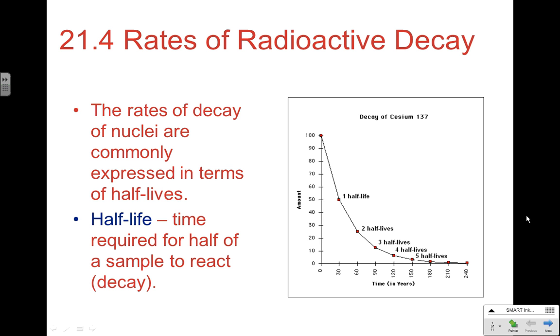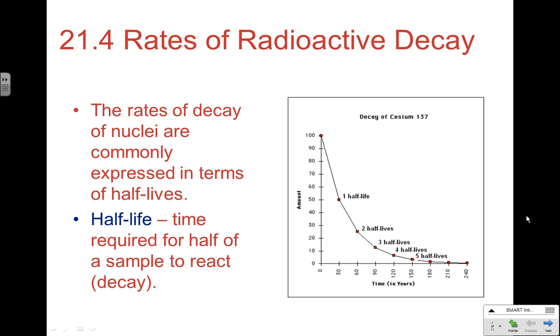Well, the rates of decay of nuclei are very predictable properties. They occur at a very set rate for different types of isotopes. And to make the math a little bit easier, one of the ways in which we often talk about rates of decay of radioactive substances or unstable nuclei is to use the concept of half-life. It's the time required for half of the sample to react or decay. And we're dealing with radioactive decays. It's actually what's known as a first-order decay.